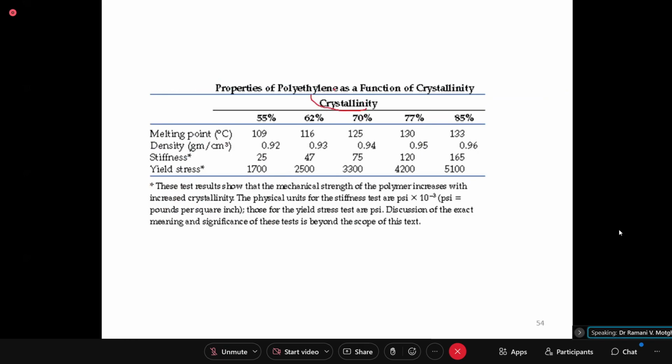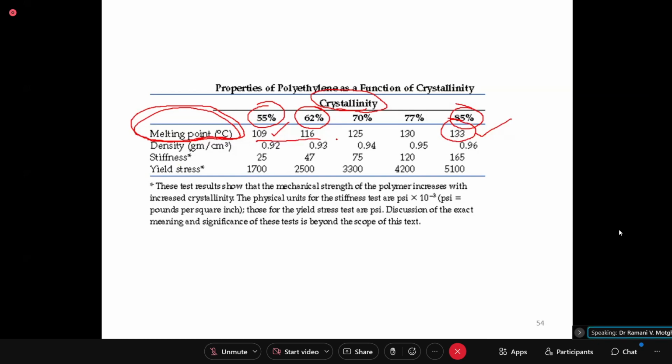So as you go on increasing crystallinity in polyethylene, you will find the melting point. Generally, for polymers, we say fusion point or softening point and not the melting point, because some of the polymers will not show a sharp melting point. They will show a softening temperature or fusion temperature. So here, if 55% crystallinity is there, 109 is the temperature. If the crystallinity is going on increasing from 55 to 85, the melting point or the fusion temperature has gone up to 133. Okay, and accordingly, the rest of the properties.